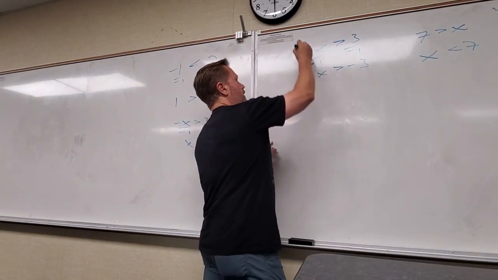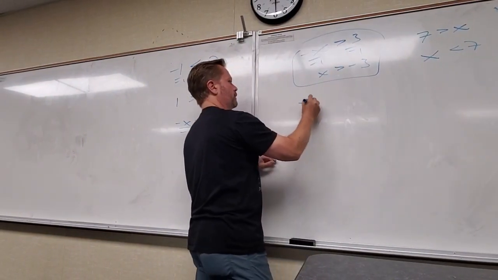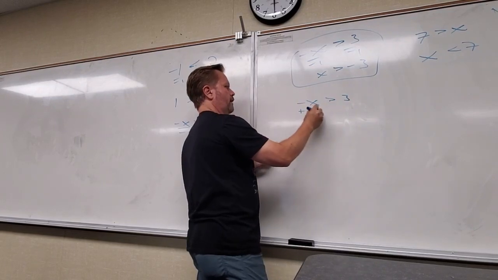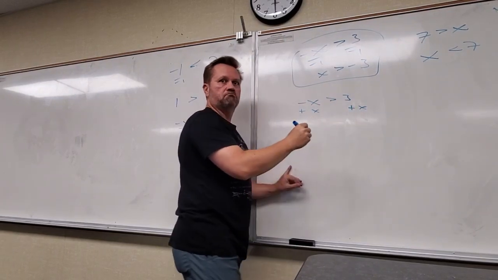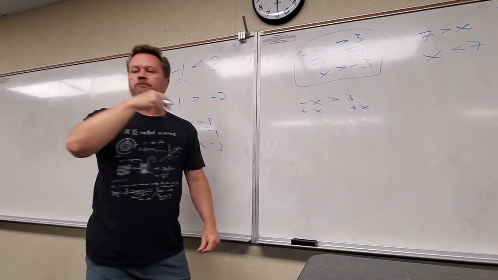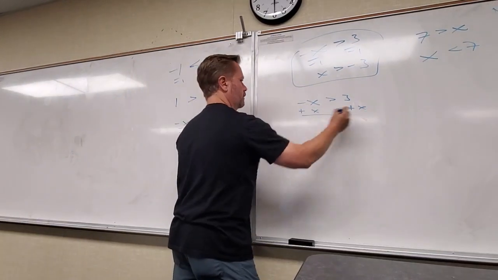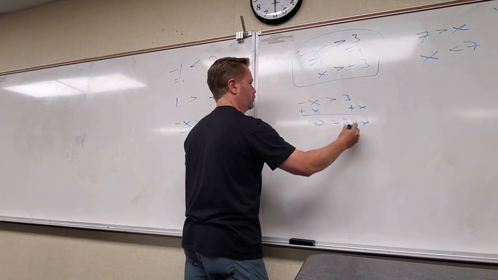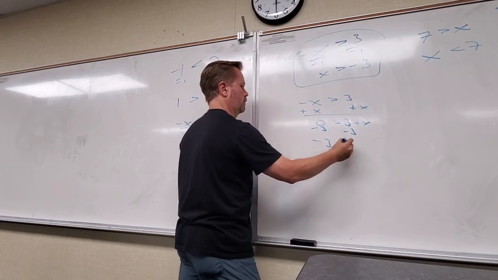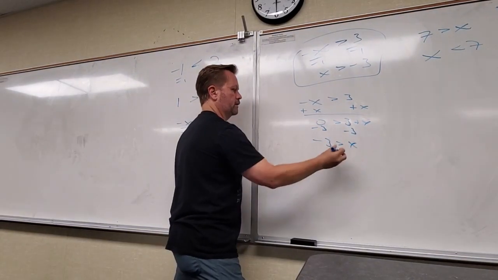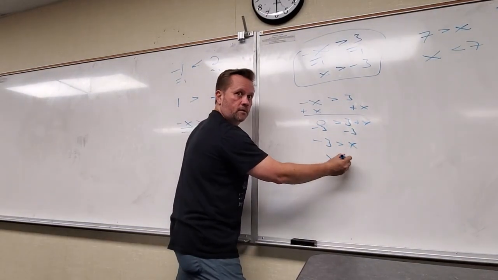So, watch this. I would never solve this equation like this, but let me just show you. Couldn't I add x? I could add whatever I wanted. What would be left here? 0. And then couldn't I subtract 3? Yes. -3 greater than x means that x is less than 3.